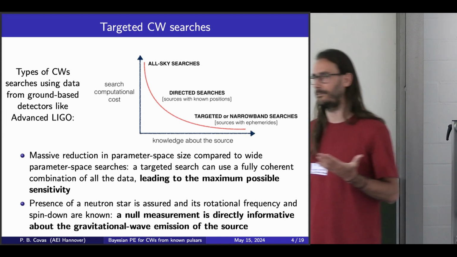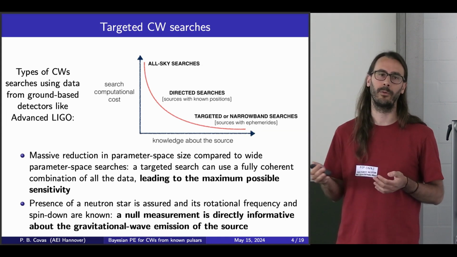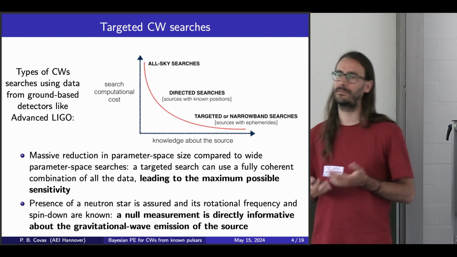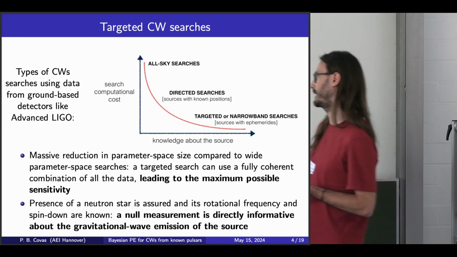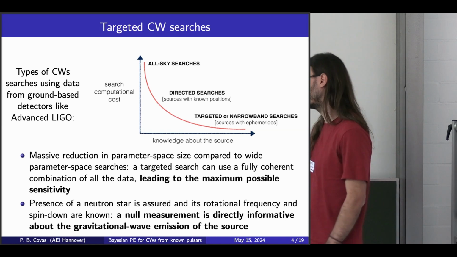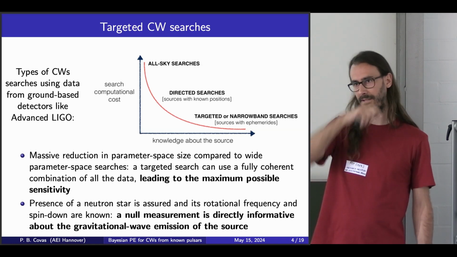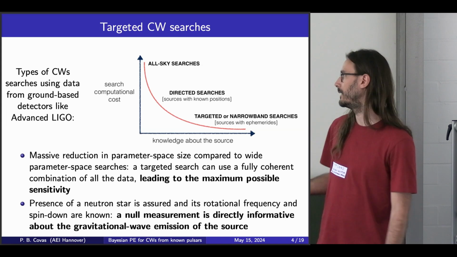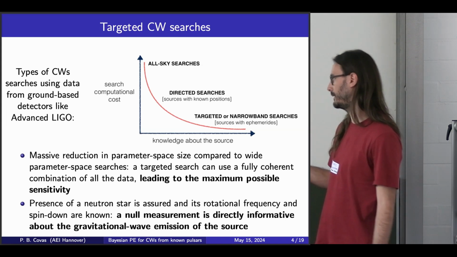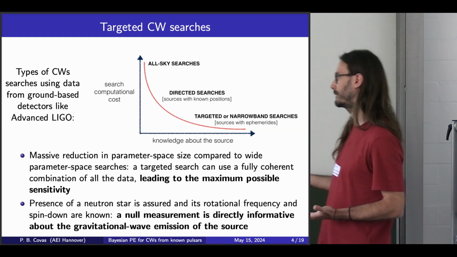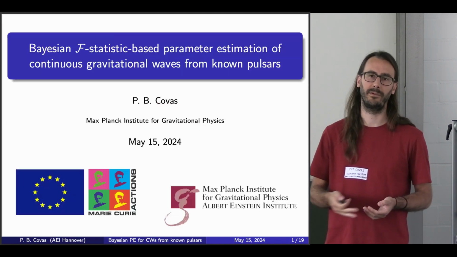And these searches can do a fully coherent combination of all of the data that is available. Because of this, these targeted searches are the most sensitive type of continuous gravitational wave searches. On top of that, another interesting fact is that because the presence of a neutron star is already assured, even a non-detection or a null measurement is directly informative about the gravitational wave emission of the source.